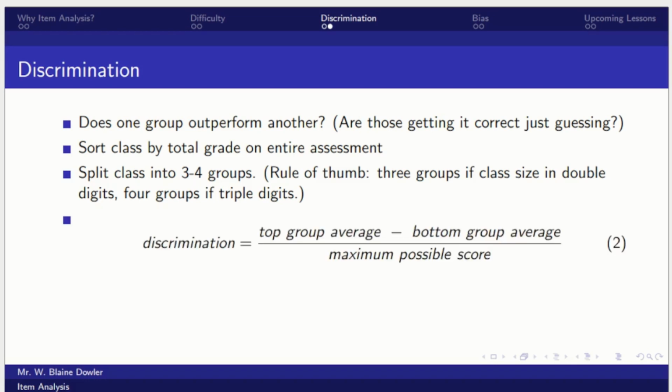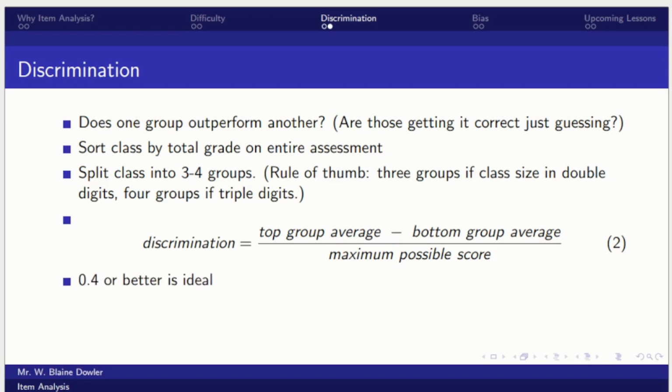You then figure out the average performance of the students in the top group and the average performance of the students in the bottom group, and subtract the average of the bottom group from the top group, and then divide it by the maximum possible score. So, if every one of your top performers gets the question completely correct, and every one of your bottom performers gets the question completely wrong, you'll have a discrimination of 1.